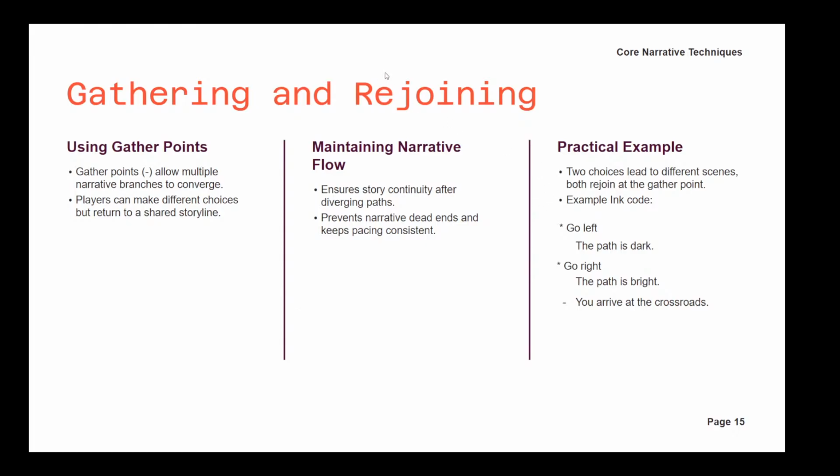Here is another example. You can either go left and the path is dark, or you can go right and the path is bright, but no matter where you go, you're going to arrive at the crossroads there.